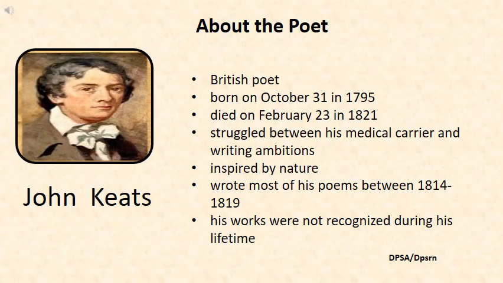Children, before I begin with the explanation of the poem, let me tell you a bit about the poet, John Keats. John Keats was a British poet. He was born on October 31st in the year 1795 and died on February 23 in the year 1821. Children, after his parents died, he went to work with a surgeon. He already had his interest in the literary writings, and then what? He had to struggle between his medical career and writing ambitions. But he soon resolved to become a poet instead of a surgeon.